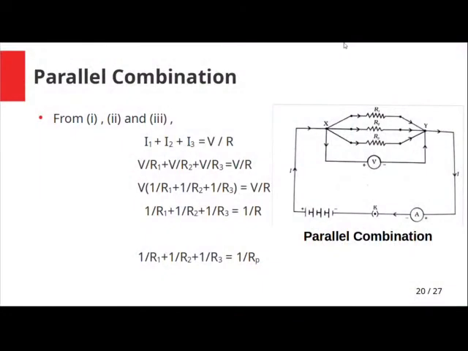From the first, second and third equations, I1 plus I2 plus I3 equals V upon R. V upon R1 plus V upon R2 plus V upon R3 equals V upon R. V is taken as common, then V times 1 upon R1 plus 1 upon R2 plus 1 upon R3 equals V upon R. Then V is cancelled out, then 1 upon R1 plus 1 upon R2 plus 1 upon R3 equals 1 upon R. This is the formula of parallel combination.